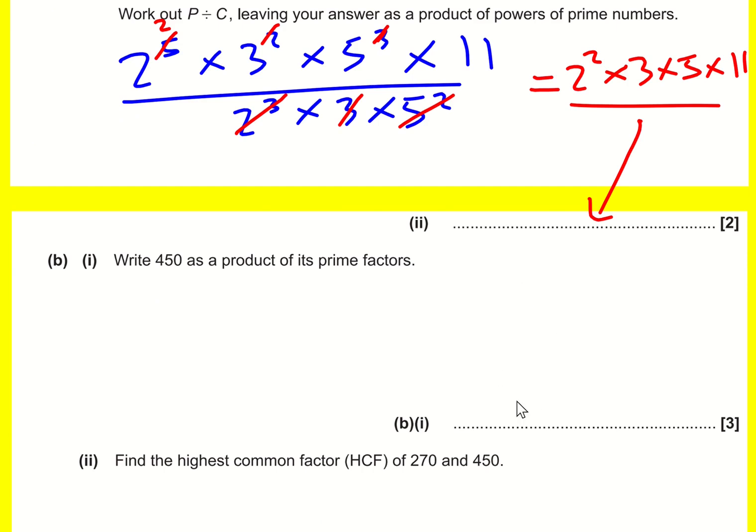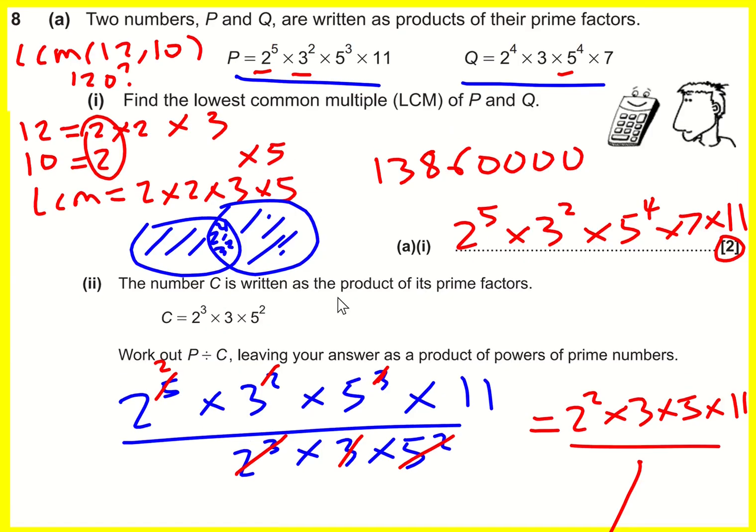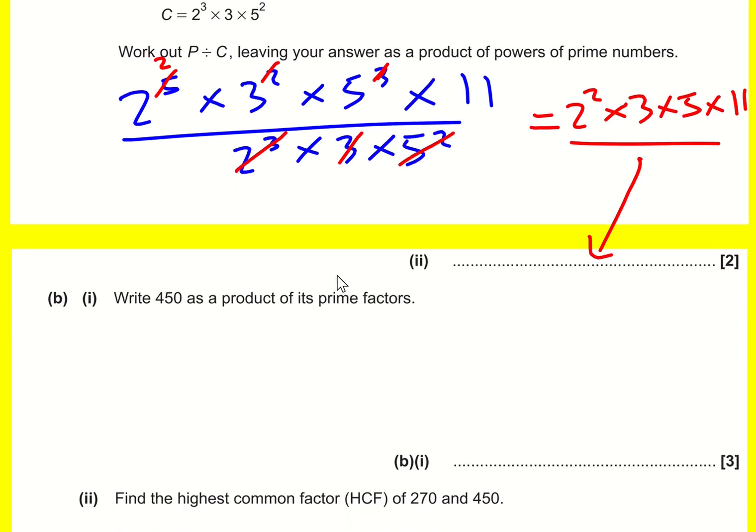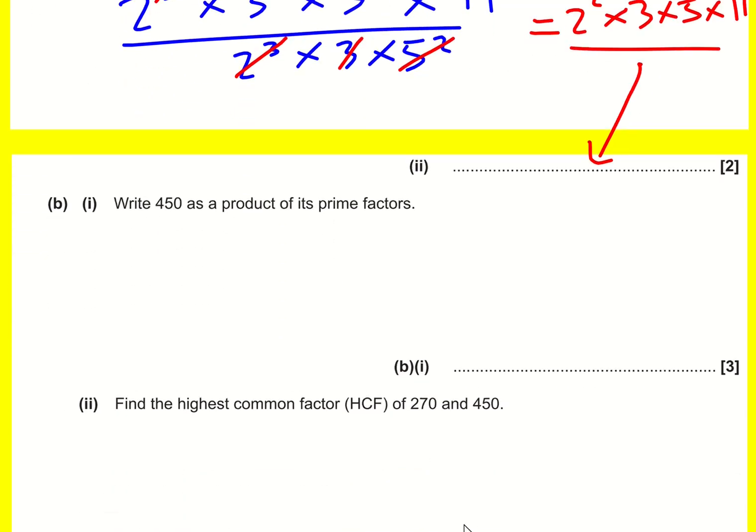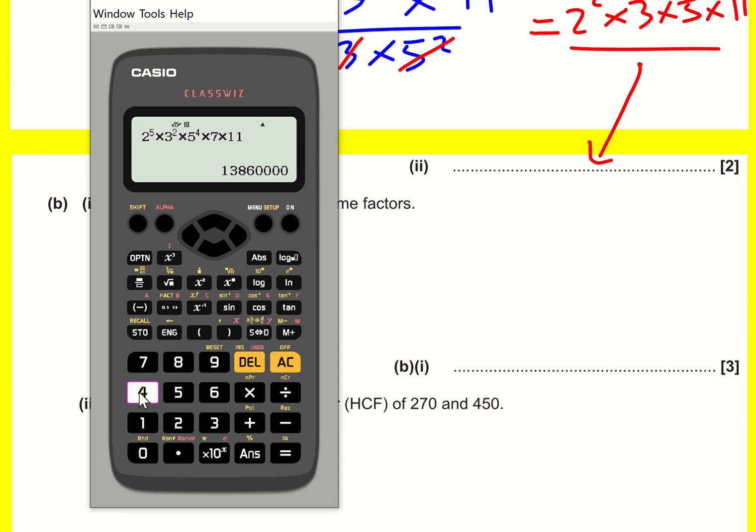So there's a quick way of doing this. I mean, this is a calculator paper, and this is 3 marks. It's expecting some working, but you can actually do it really quickly using 450 equals and then pressing shift fact, and it does it all for you. 2 times 3 squared times 5 squared.